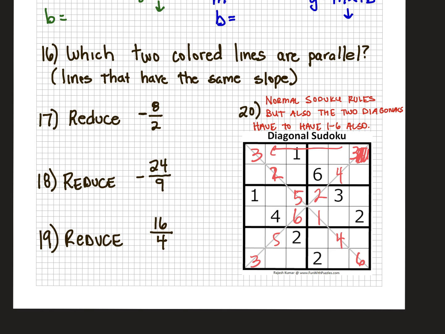But the two diagonals also have the numbers 1, 2, 3, 4, 5, 6, so you can use those as clues as well. So for these, the up and downs, the sideways, the boxes, and the diagonals will all have numbers 1 through 6. So good luck with that.